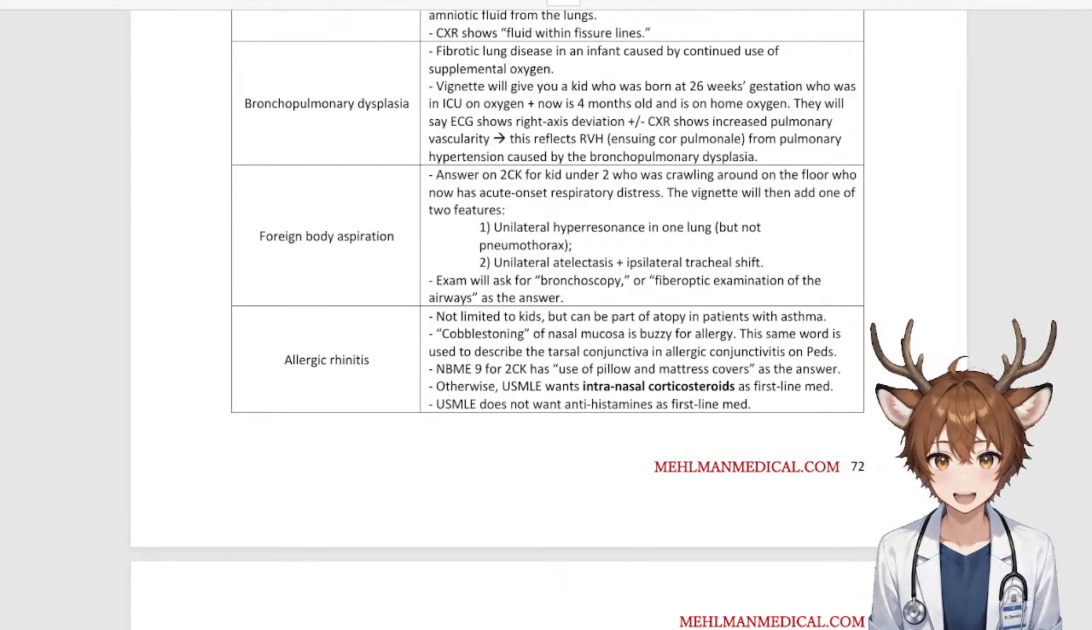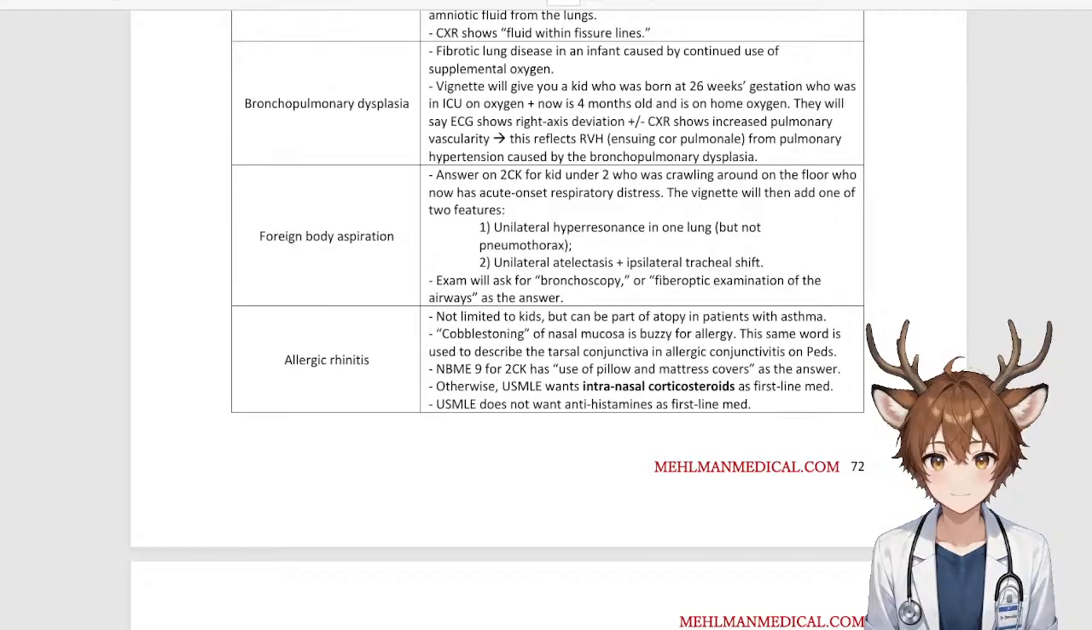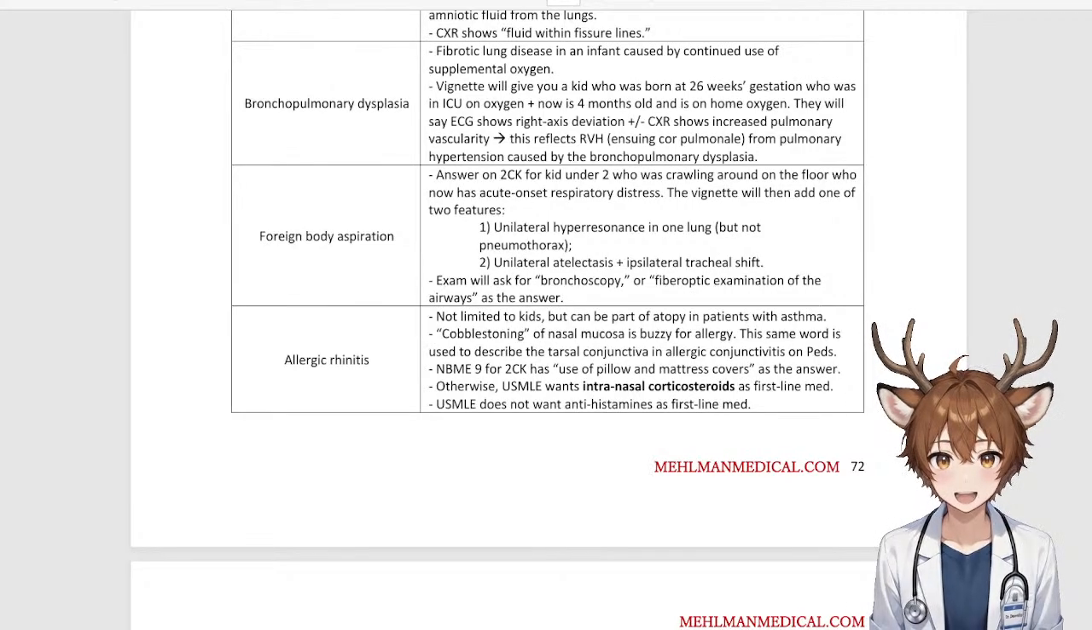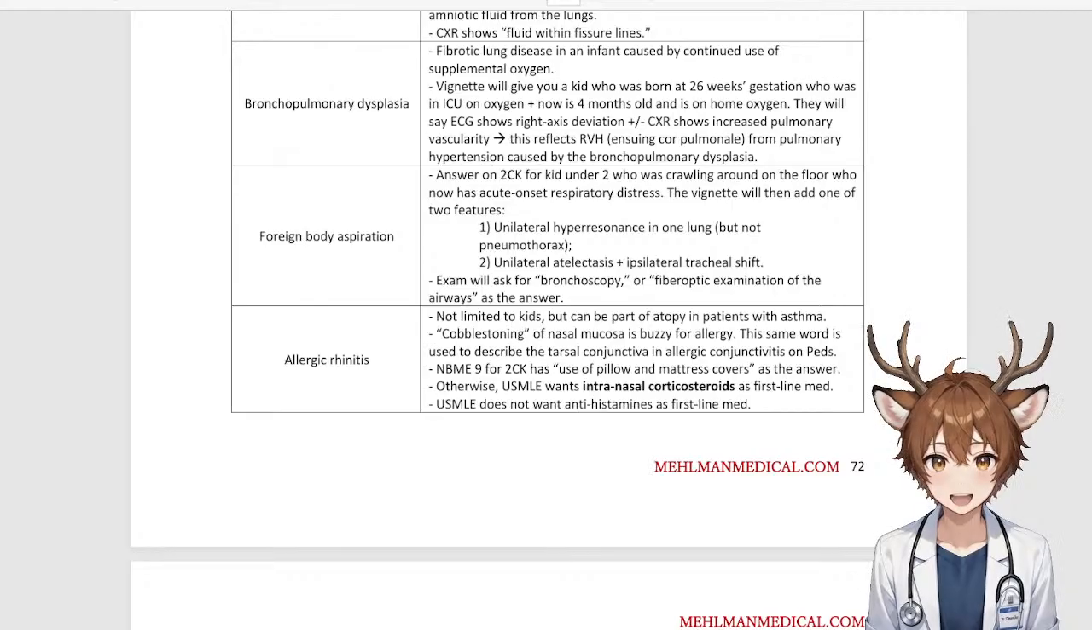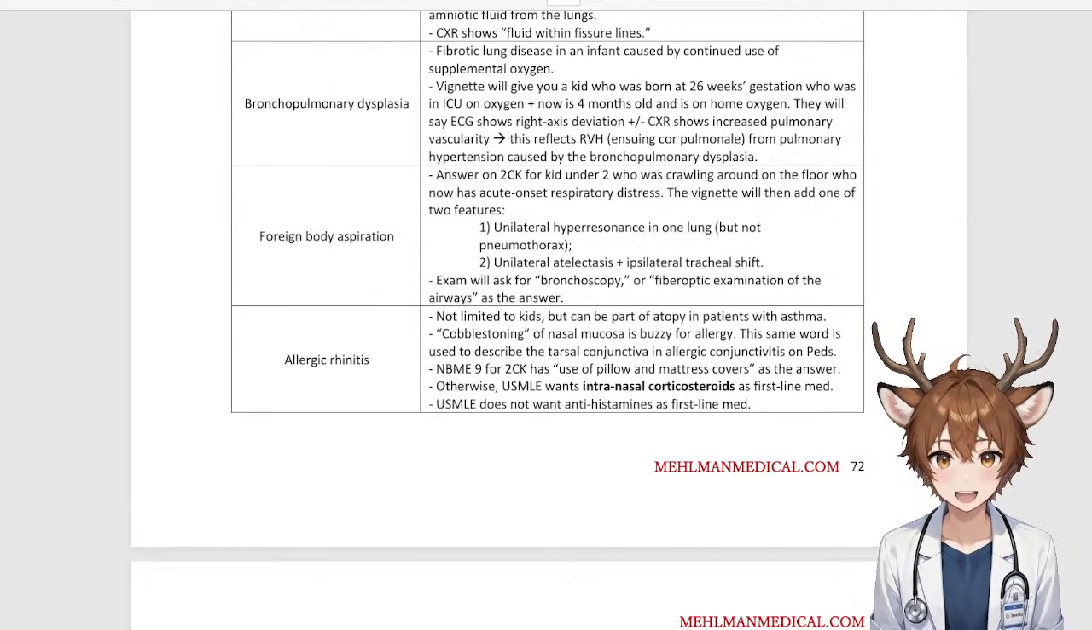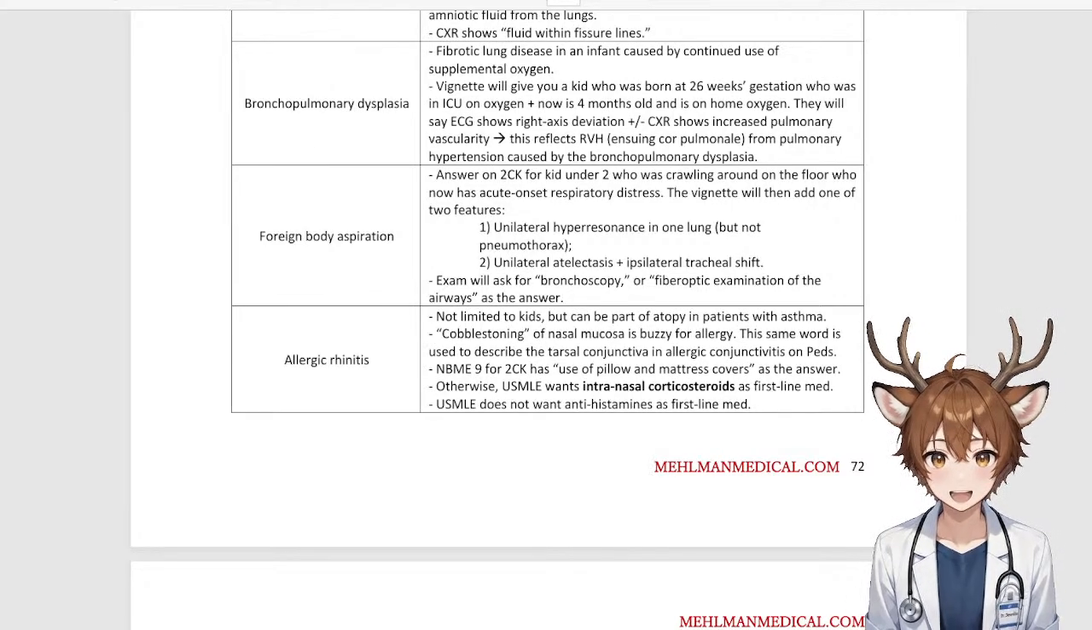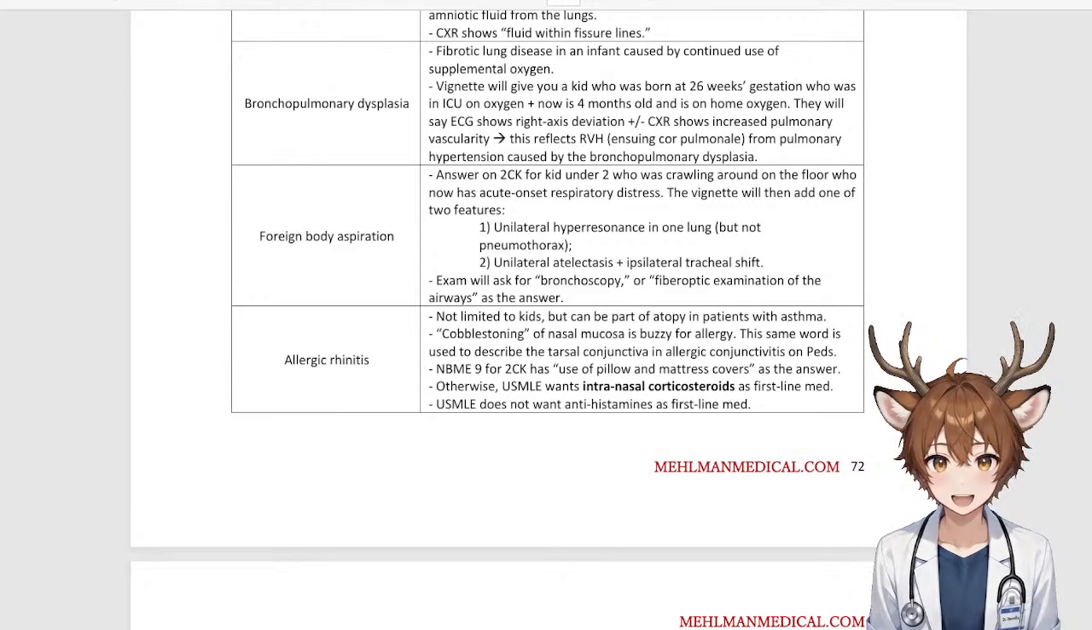Foreign body aspiration. The answer on 2CK for a kid under the age of 2 who was crawling around on the floor who now has acute onset respiratory distress. The vignette will then add 1 of 2 features: 1, unilateral hyperresonance in one lung but not pneumothorax, and 2, unilateral atelectasis plus ipsilateral tracheal shift.